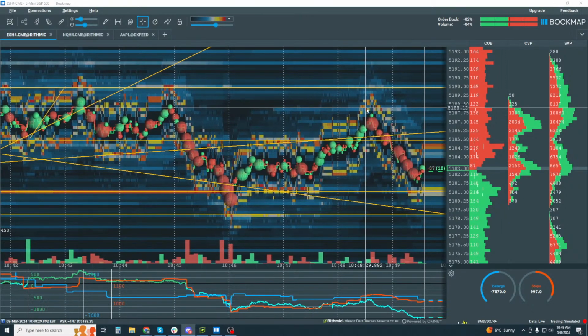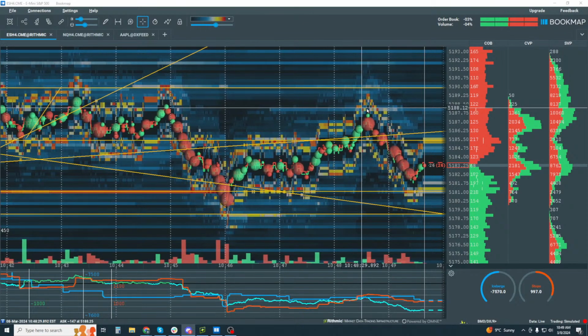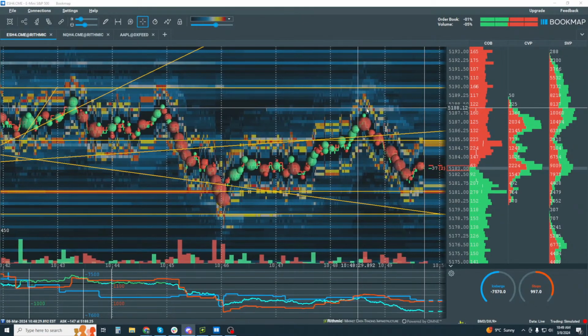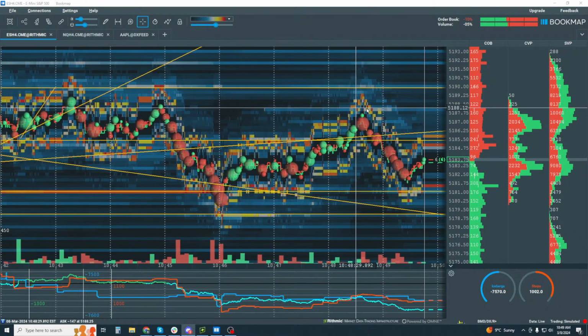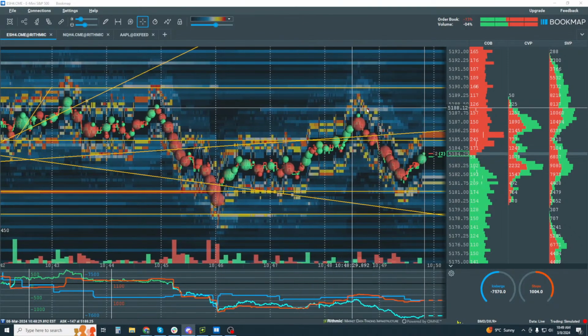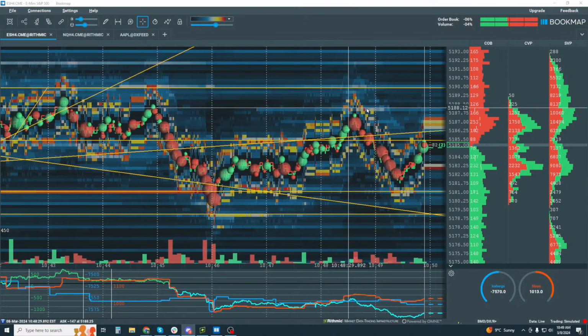What's the difference between responsive buying or selling and trap traders? Well, trap traders are the ones that we're looking for a stop run. In fact, they typically make up an impulse move.